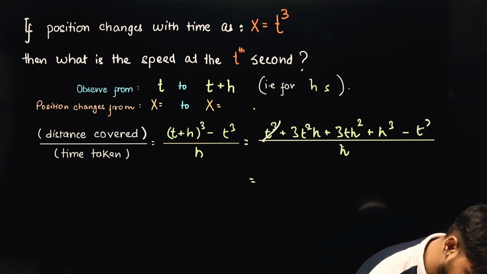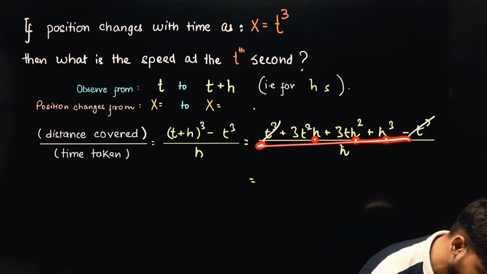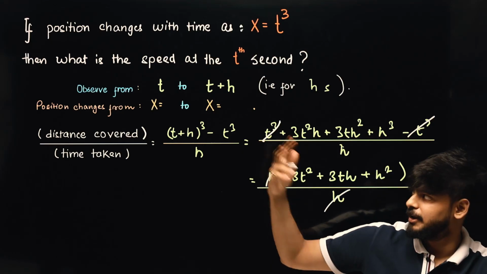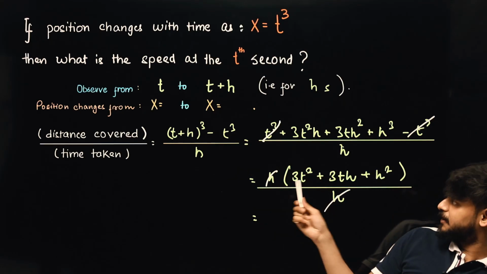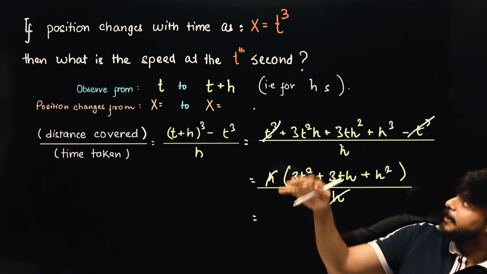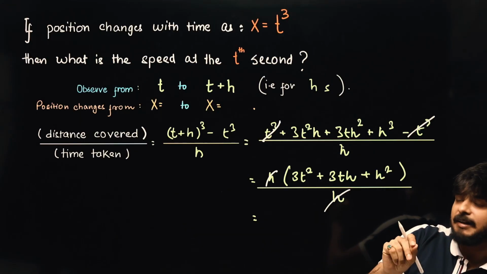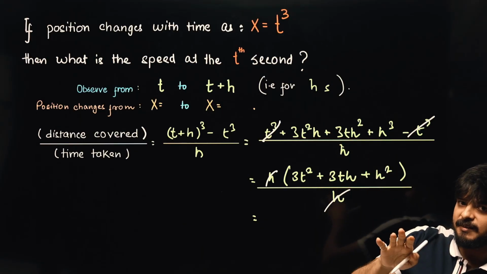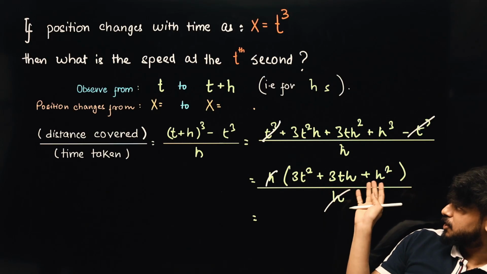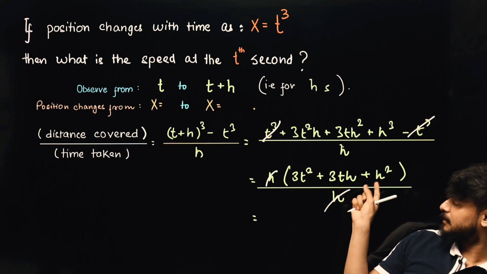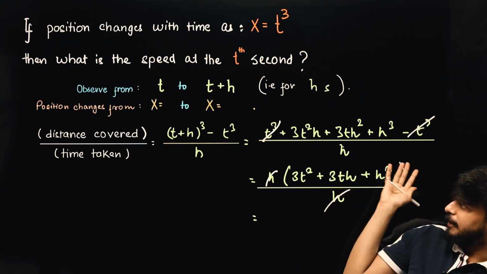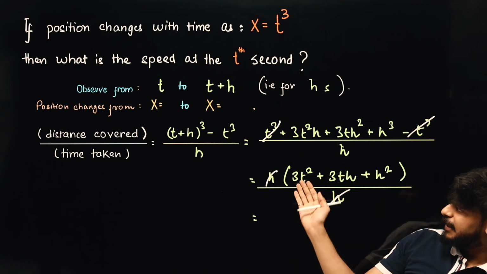Again, the plus t cube cancels with the minus t cube. I can factor out an h from the numerator. It's in every term. h can be cancelled out because it is never really 0. It's 0 plus. So this really becomes the expression for average speed over the h second interval. If we want to know what is the speed at the tth second, we want the h value to be 0 plus. If we put almost 0 in place of h, this term, because it has an h, and this term because it has an h, can simply be ignored. And we can say that the answer is 3t square.